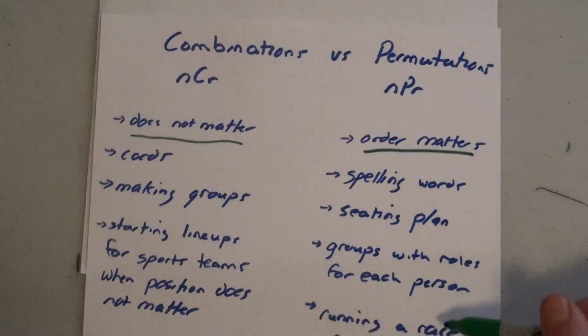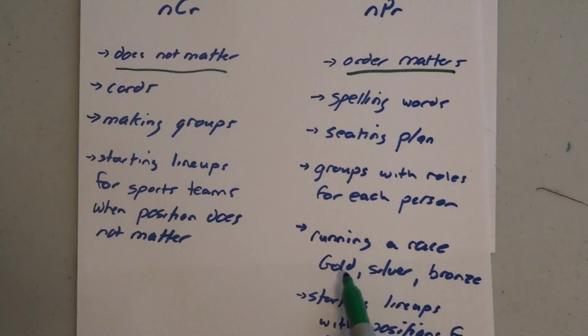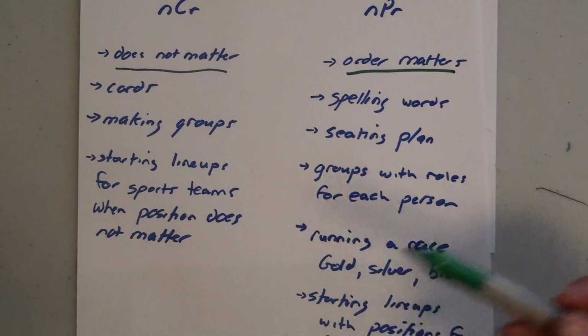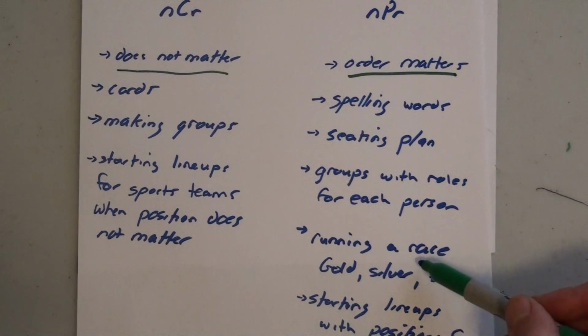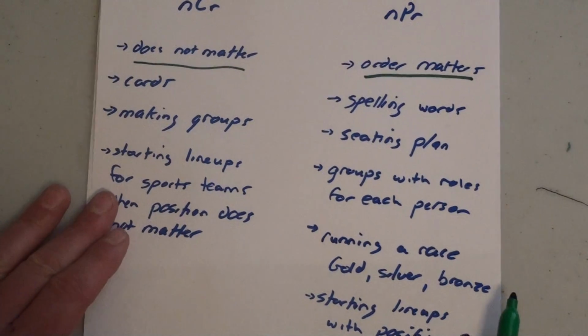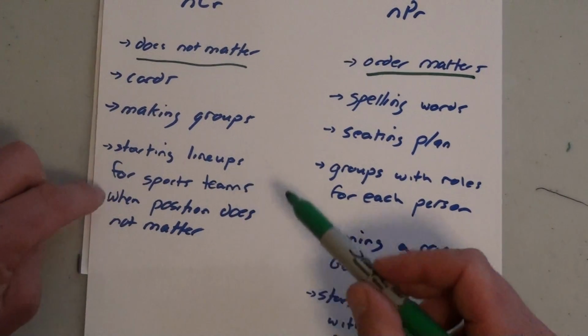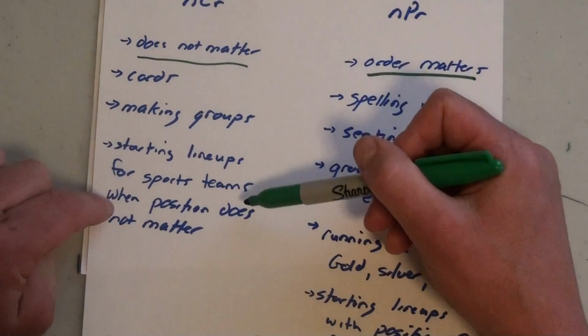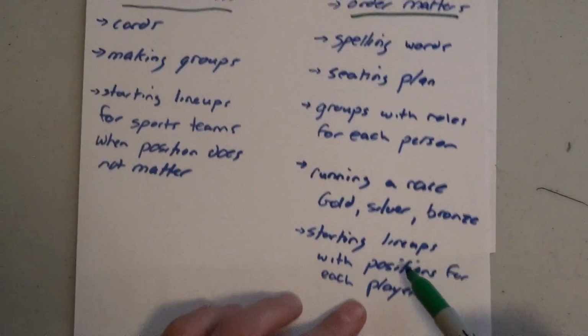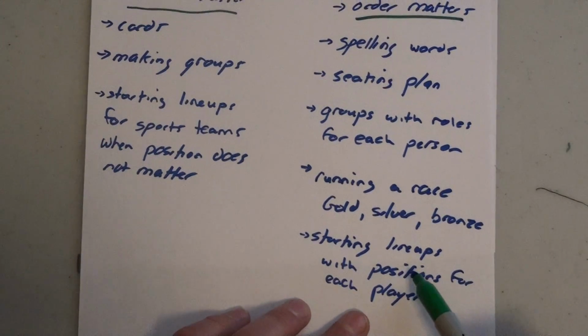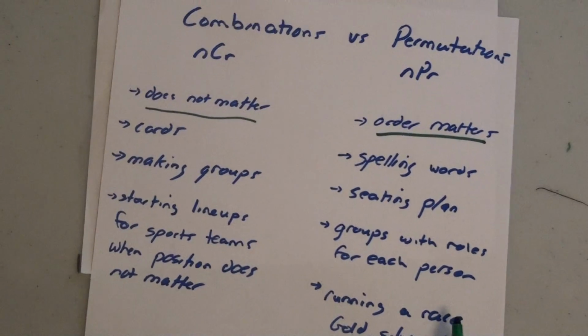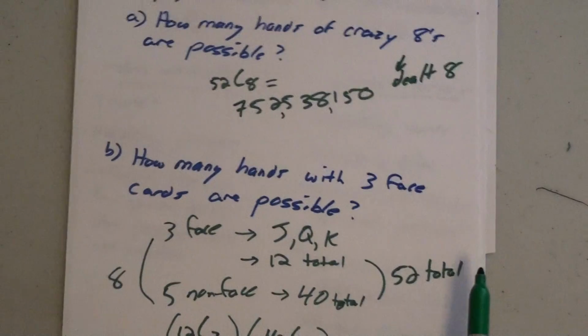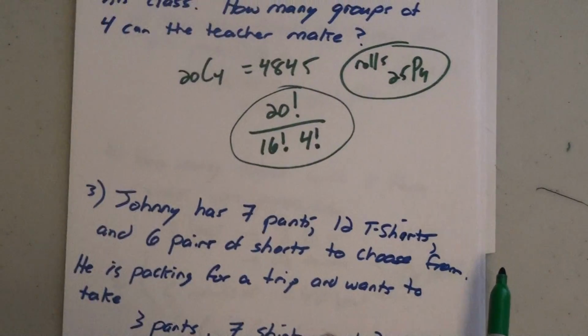If I'm running a race, it matters what place you finish, gold, silver, bronze. Okay, the order matters, it's permutations. When you're creating a starting lineup for your teams, if it just matters who's on the field, doesn't matter the position, then it's a combination. If it matters what position they get put into, then it's a permutation. Okay, so this is a short lesson on combinations where the order does not matter.